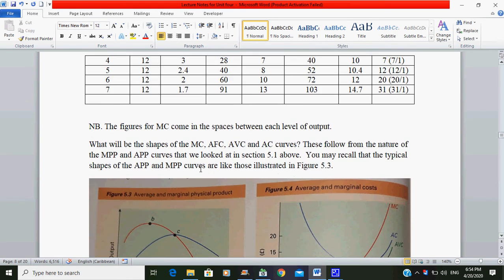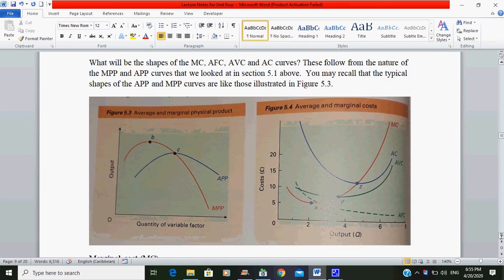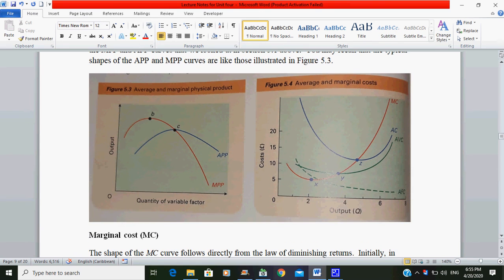Notice that the figures for marginal cost come in the spaces between each level of output. Alright. What will be the shapes of MC, AFC, AVC, and AC curves? These follow from the nature of MPP and APP curves that we looked at in 5.1 above. You may recall that the typical shapes of APP and MPP curves are like those illustrated in figure 5.3. See them here? This is it.